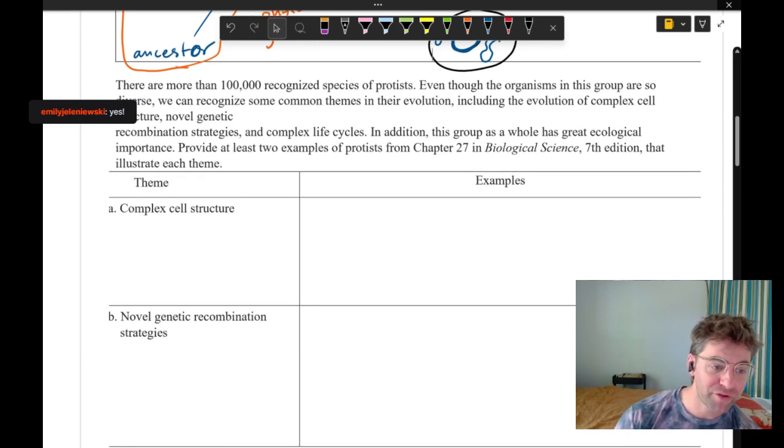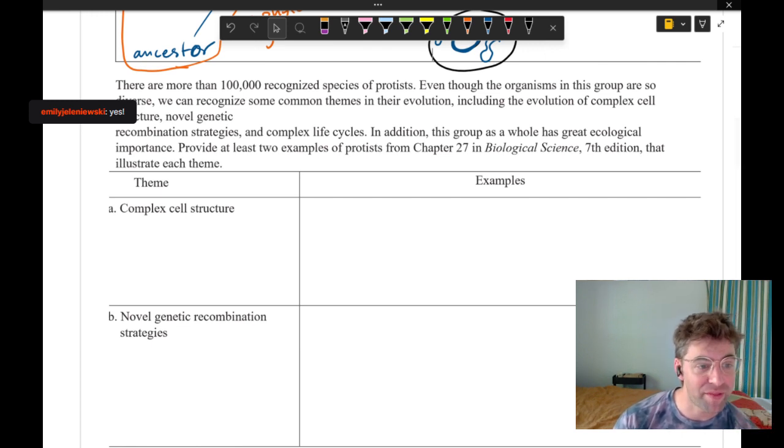There are more than 100,000 recognized species of protist. Even though the organisms in this group are so diverse, we can recognize some common themes in their evolution, including the evolution of complex cell structure, novel genetic recombination strategies, and complex life cycles. In addition, this group as a whole has great ecological importance. Provide at least 2 examples of protists from chapter 27 in your textbook that illustrate each theme.